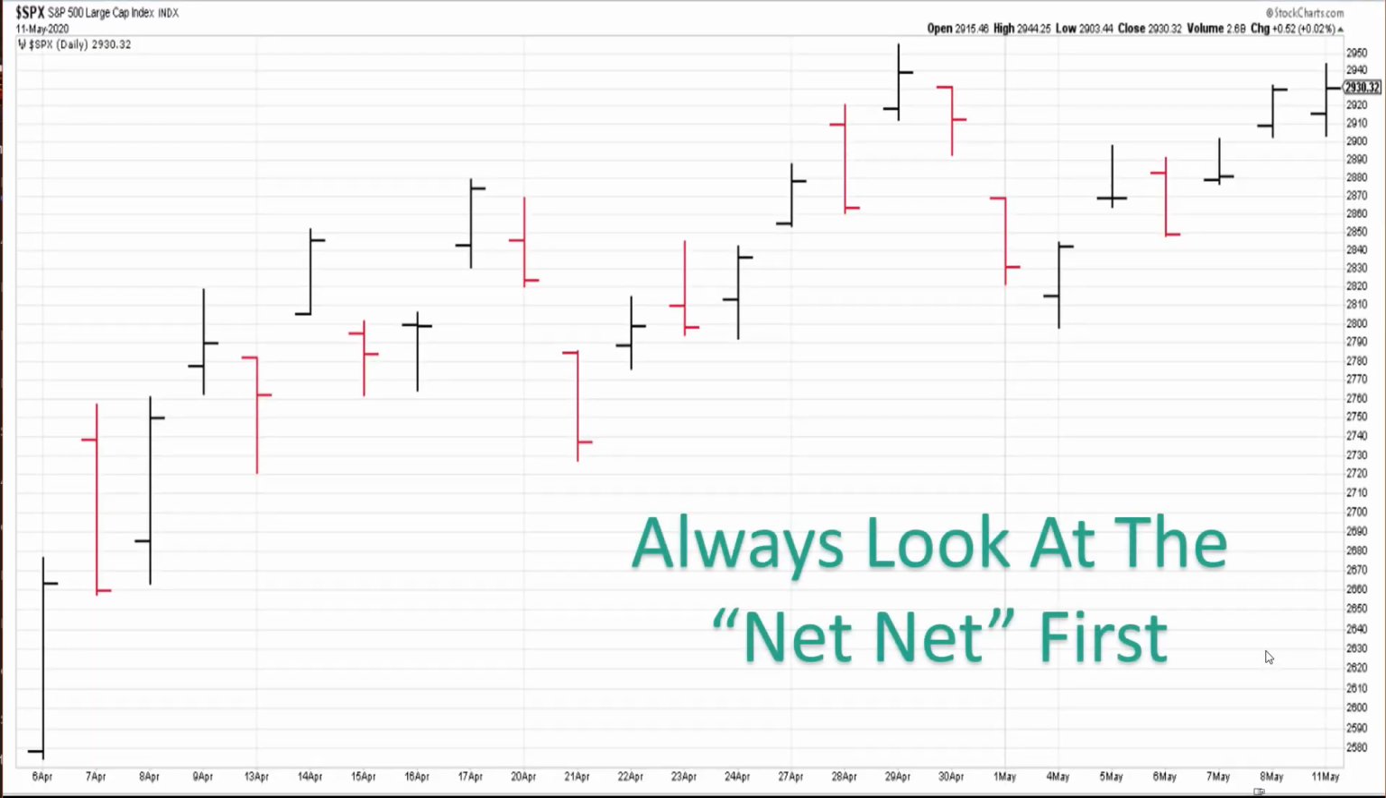Now, I'm going to talk a little bit about indicators this week, but before we do that, as usual, I always look at a blank chart first. And the first thing I always look at is the net. If I'm teaching somebody how to read charts, the first thing we do is we sit down and we say, okay, where's the market and where was the market?